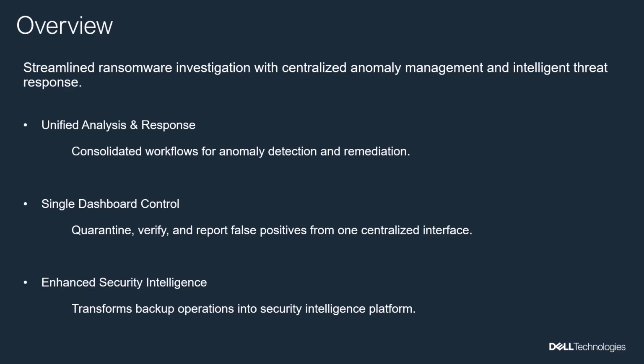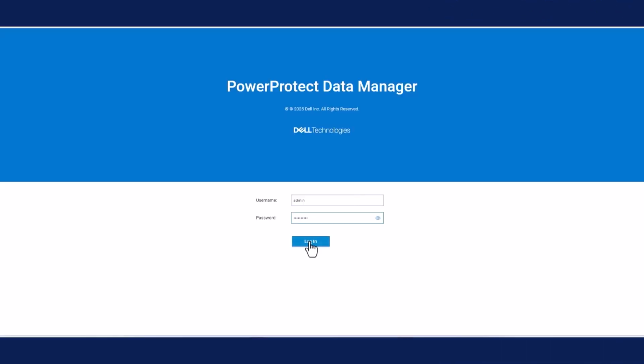With the dedicated page for anomaly detection, ransomware investigation and intelligent threat response are all streamlined with centralized anomaly management. Now we can analyze anomalies by generating and downloading a report and taking remediation steps, such as flagging the copy as verified safe or quarantine, or reporting false positives by configuring exclusions from one centralized interface. That would transform the backup environment into a security intelligent platform. Now let's see where this dedicated page resides in our PowerProtect Data Manager graphical user interface.